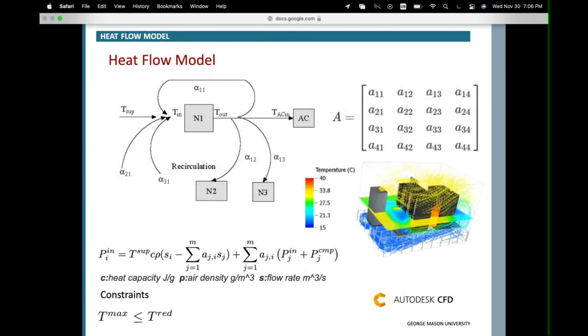The heat flow model is the thermal-aware part that this paper was really focusing on. Whenever we have an AC pushing cold air in, it cools the machine, and then the machine emits hot air from the fan, from all of our machines' fans. That hot air, based on the CPU when it's running a task, gets heated up, and that heat is equal to the power it's consuming.